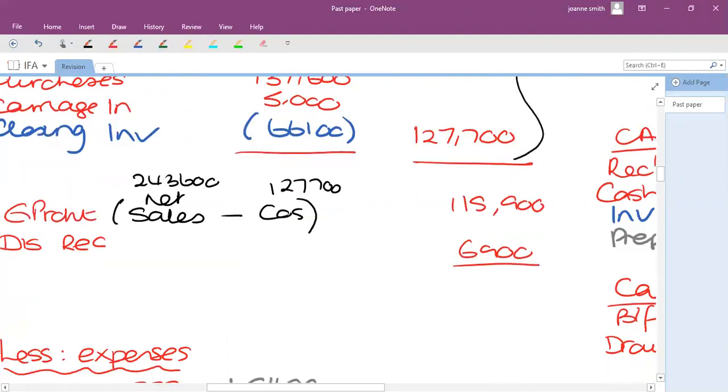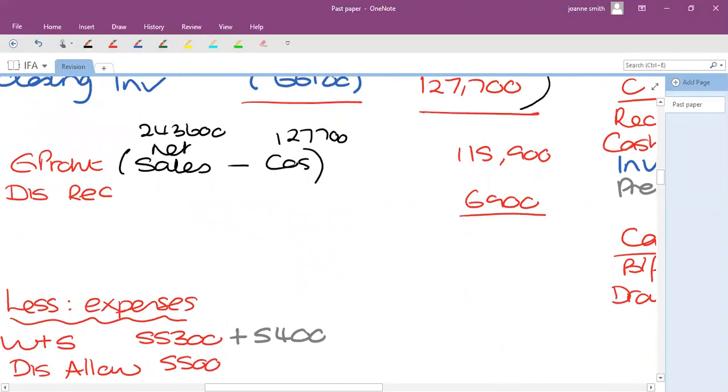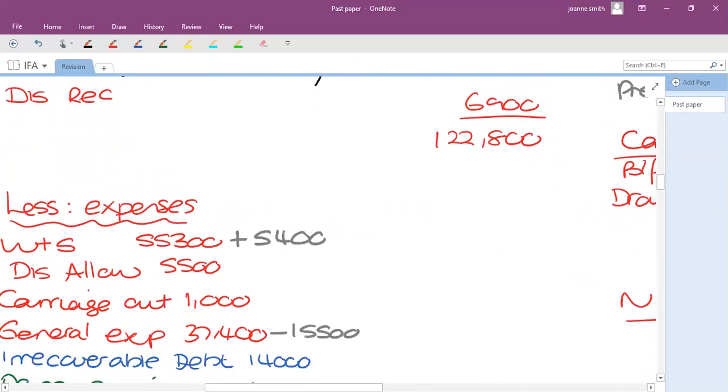For my main activity, that's how much profit I've made. The discount received is a type of income, so that gets added. The only other thing you might see there might be interest received or rent received, but you don't get much happening after gross profit that's an income. Finally, we've got our expenses, so we just need to add these across.